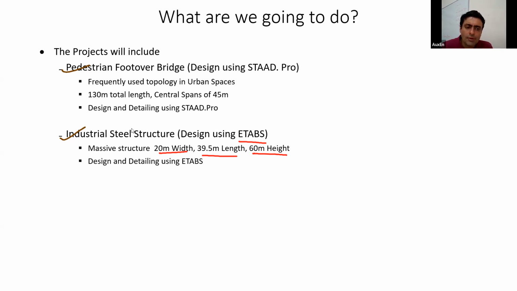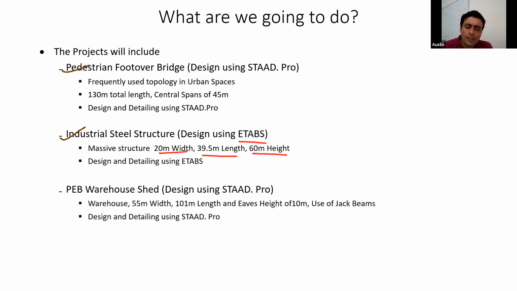Then the third project that we will be doing will be a big pre-engineered warehouse shed. This we will be doing using StatPro, and this will again be quite a big structure, 55-meter width and 101-meter length. So these are the planned dimensions. Eaves height will be 10 meters, and we would be using jack beams in this. What is the meaning of jack beams? We have already discussed it in our introductory session, so you can go to the introductory session to have a look at what jack beams mean. Anyway, when we do this project, things will get clear. This we will be doing using StatPro.